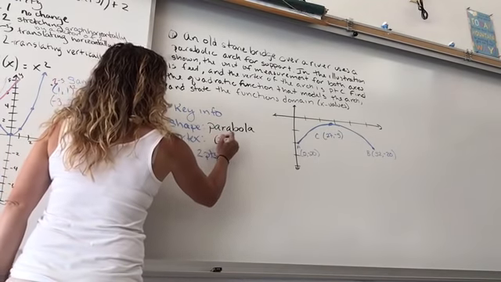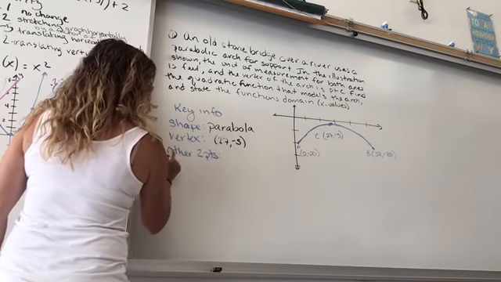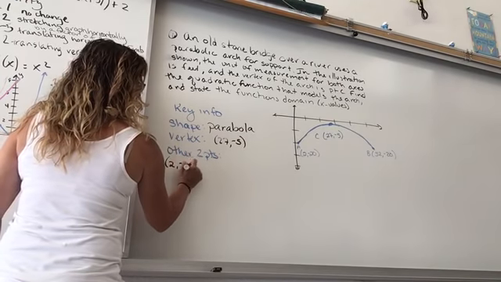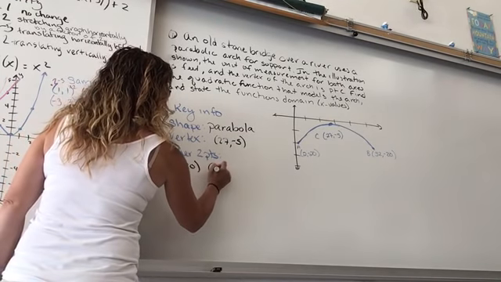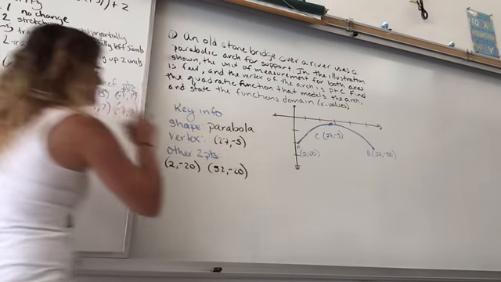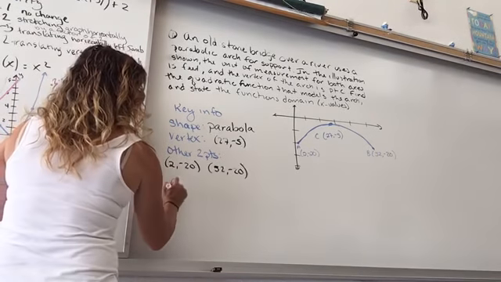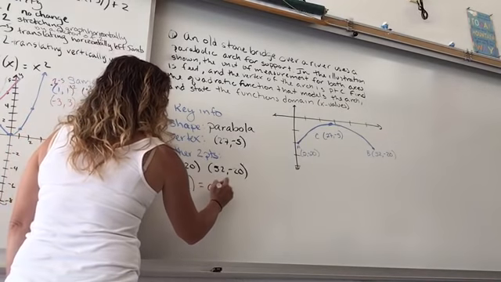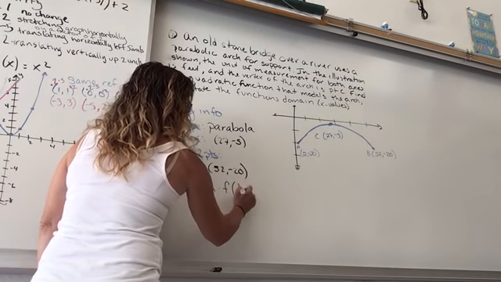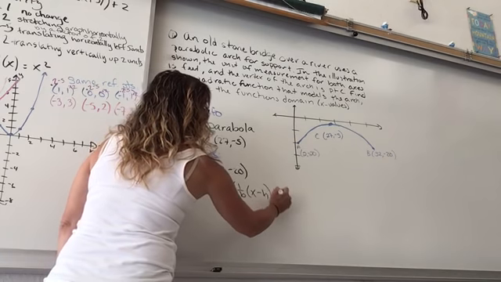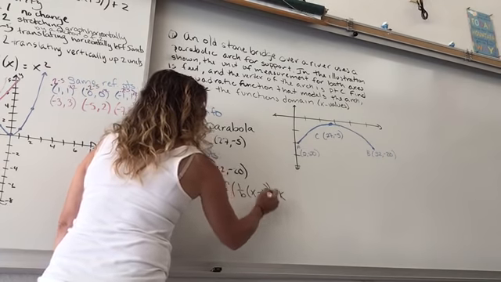The vertex is 27, -5. The other 2 points, 2, -20 and 52, -20. So we need to figure out what the equation is. So we need to say, all right, we've got g of x equals a times f of 1 over b x minus h, plus k.